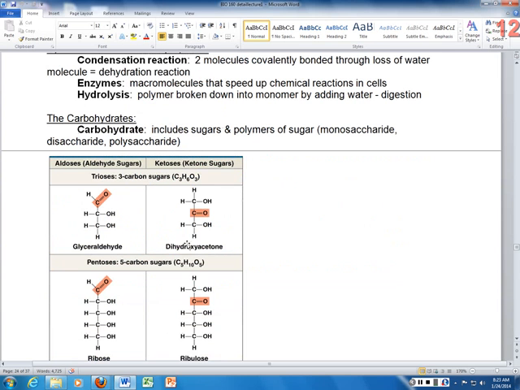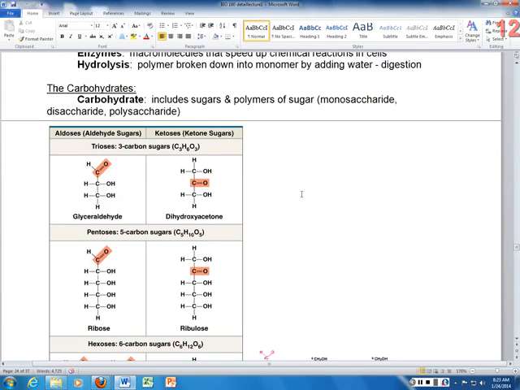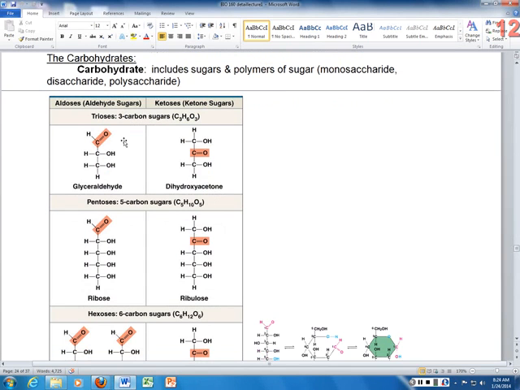So the first group we're going to look at are the carbohydrates. These are your sugars and the polymers of sugars. So mono means one, saccharide means sugar. So monosaccharide is one sugar, disaccharide is two, polysaccharide is many. And we can classify our sugars different ways. So they can fall into the category of being aldehyde or aldoses or ketoses or ketone sugars in there.